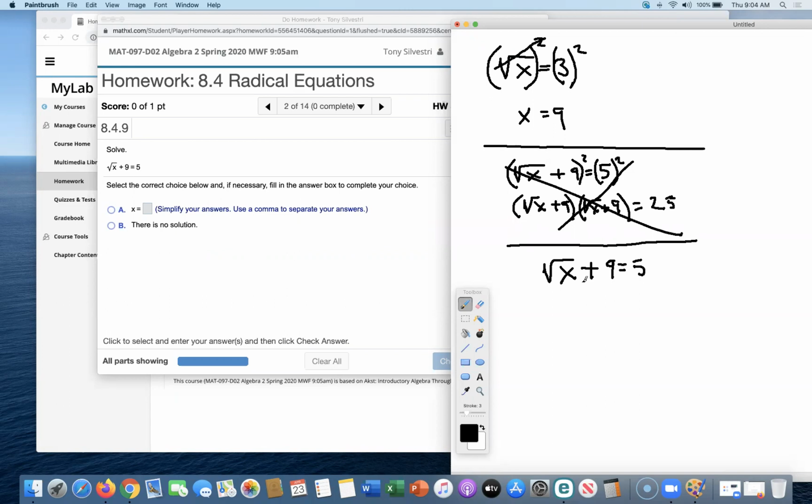Before you square both sides, you want to isolate the square root. In other words, you want to make sure the square root is by itself on one side of the equation. There can't be a plus 9 associated with it. So you usually square both sides as a last operation. What you want to do is get rid of the 9 from both sides. You'll get the square root of x equals 5 minus 9, which is -4. And now you could square both sides and you're not going to have a problem.